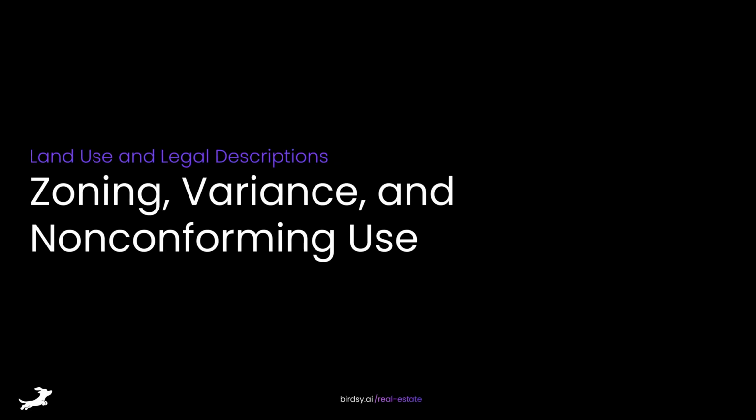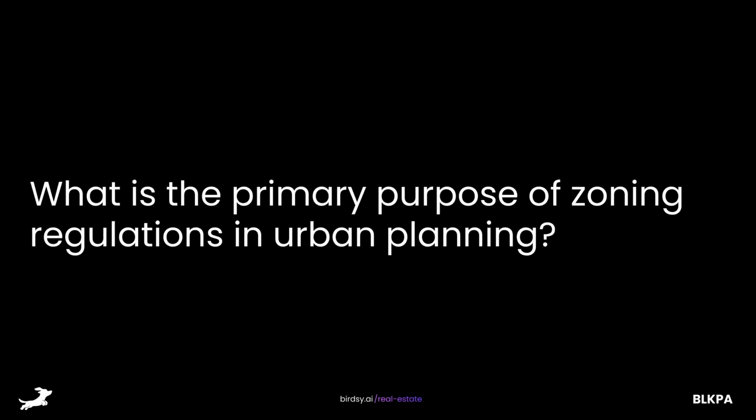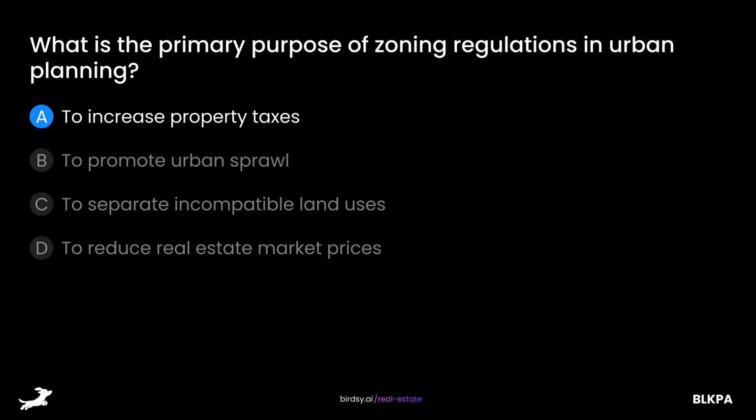Our last challenge will focus on land use and legal descriptions. Zoning variance and nonconforming use. What is the primary purpose of zoning regulations in urban planning? Is it A, to increase property taxes, B, to promote urban sprawl, C, to separate incompatible land uses, or D, to reduce real estate market prices?